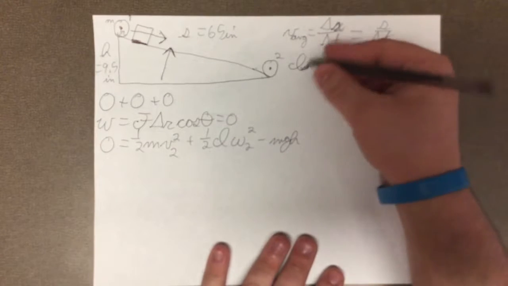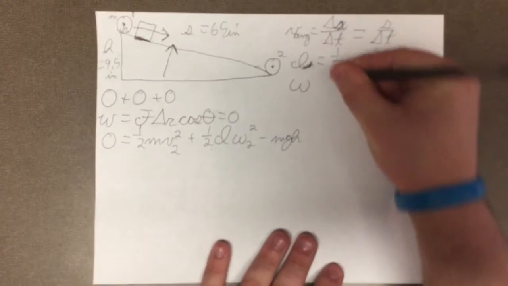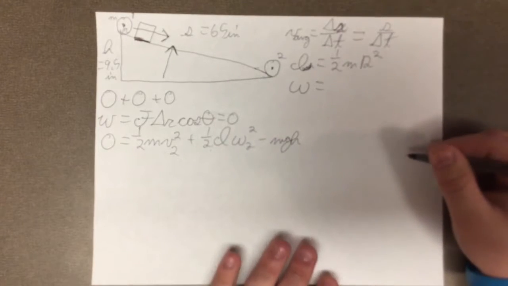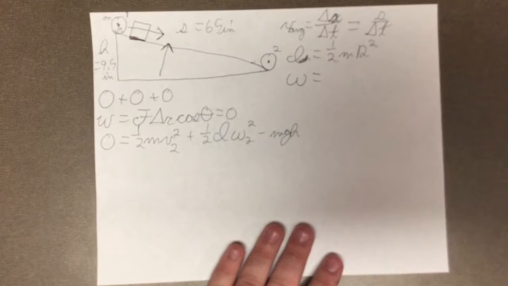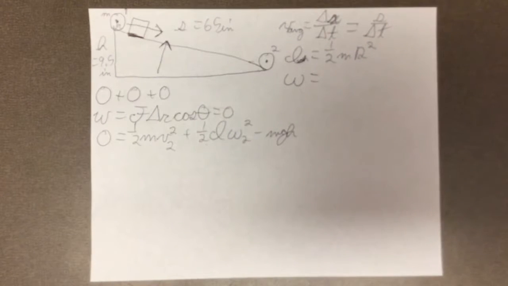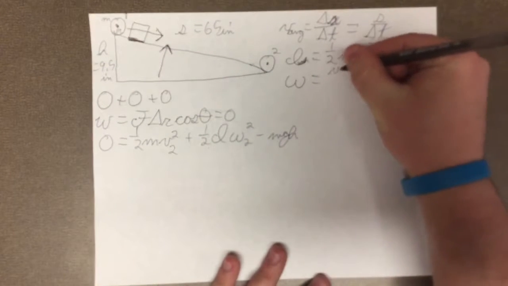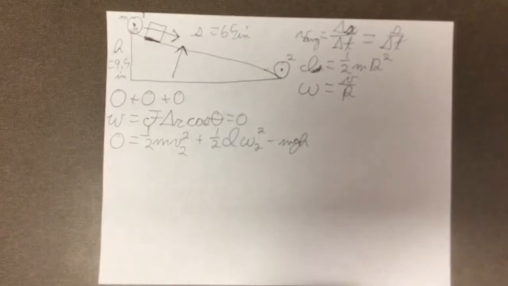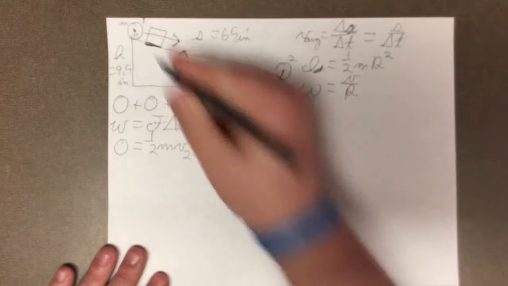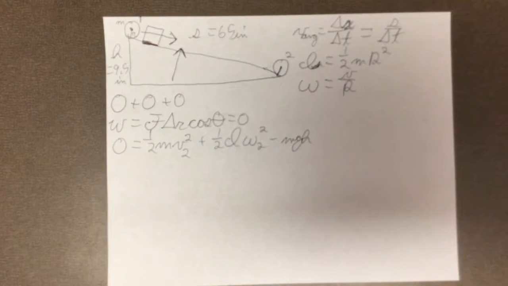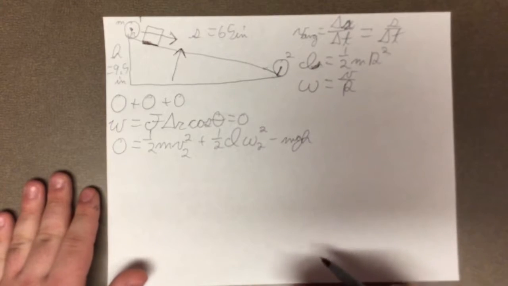And for this equation, I'll write this up here, just have some equations here that we can reference later. The angular speed is going to equal v over r, and that r is the radius of the cylinder, right here.